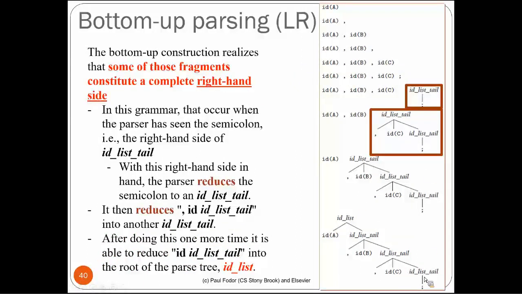And you can see that the parse tree is built from the bottom. First it identified the right-hand side as a subtree, then it identified again that the right-hand side is a subtree, and the process continues until we get to the final ID list on the top of the stack.